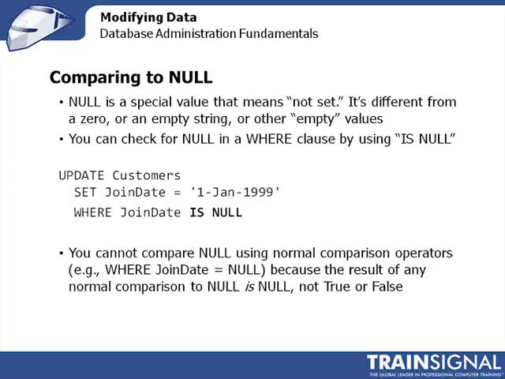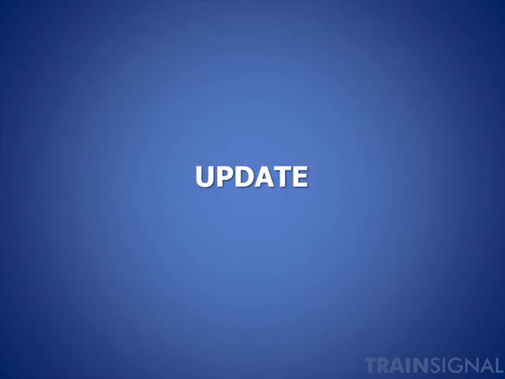In other words, as shown in the last bullet here, you couldn't say where join date equals null, because the result of any normal comparison to null is null, not true or false. And so that's why you have to use the is null, as shown in this example. Update the customers table. Set the join date column equal to 1 January 1999, where the join date column is null. Let's go into SQL Server Management Studio and play around with the update command.